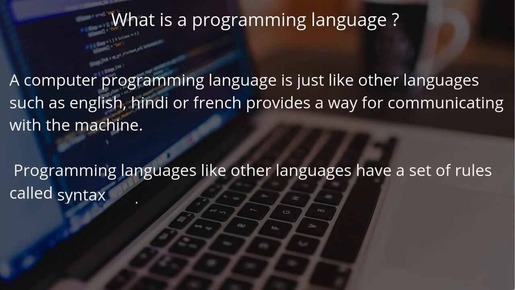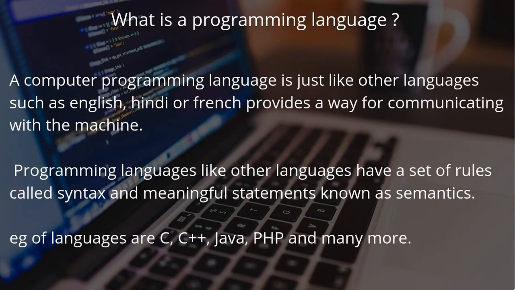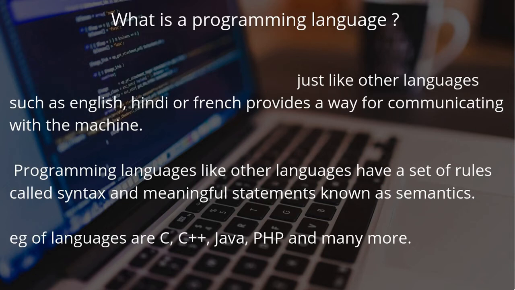Now talking about a computer programming language. A computer programming language is just like other languages, such as English, Hindi, or French, and provides a way for communicating with the machine. Programming languages, like other languages, have a set of rules called syntax and a set of meaningful statements known as semantics. Examples of such languages are C, C++, Java, PHP, Python, and many more.